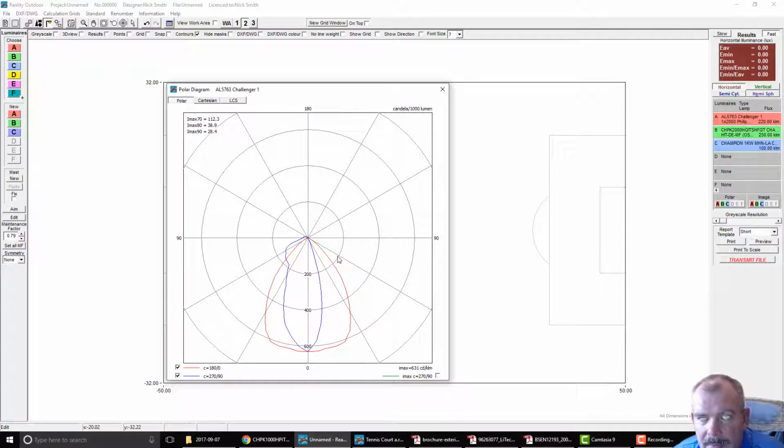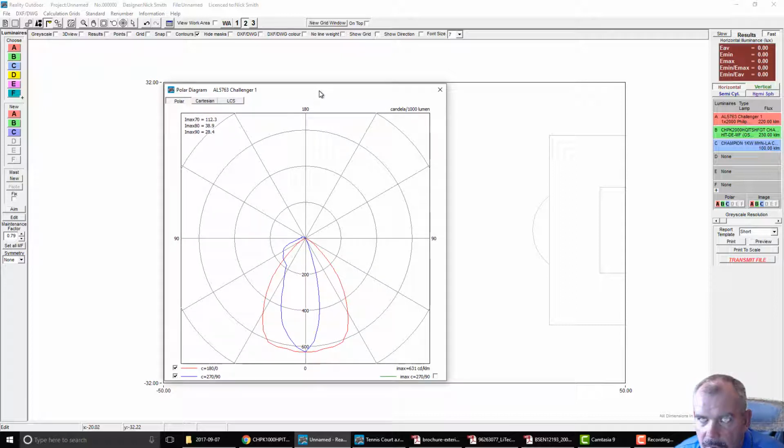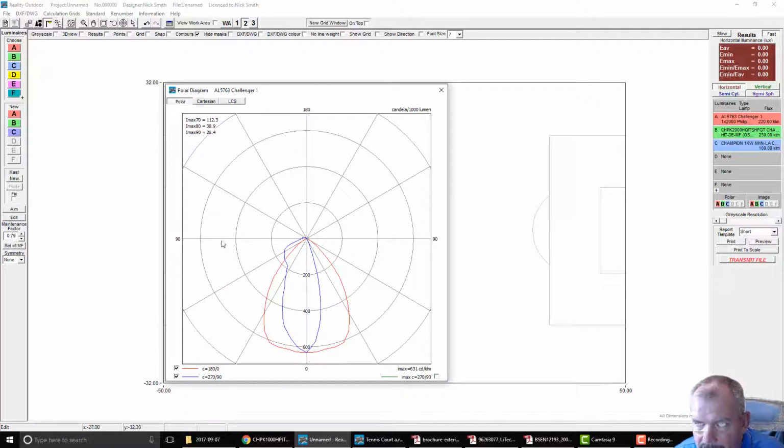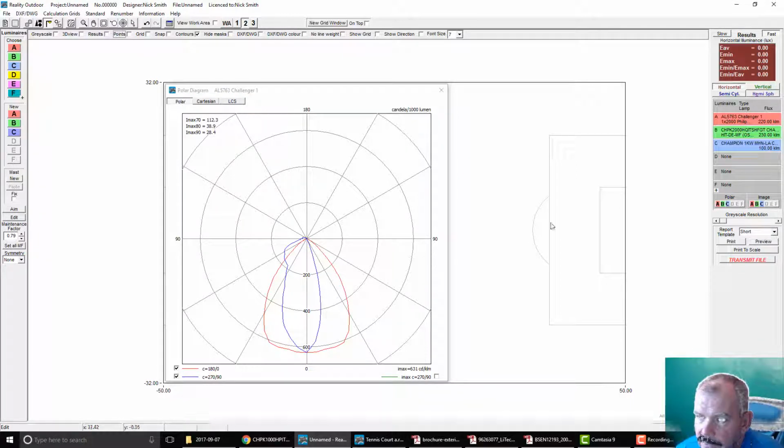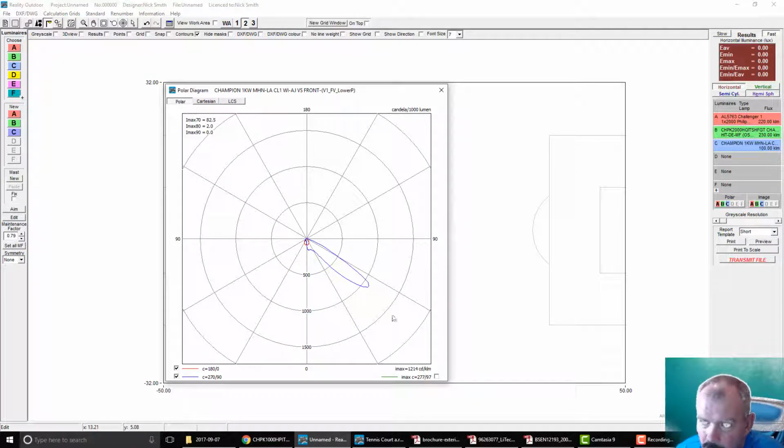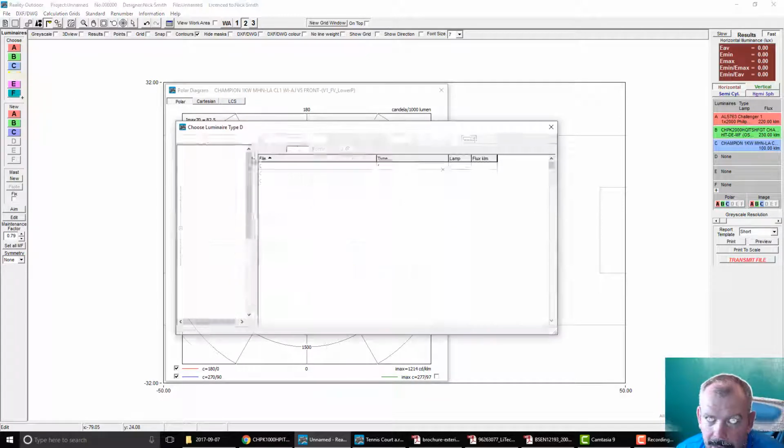So there's a little bit of understanding needed between how the manufacturers photometered it and what's going on. So I have to say this is the exception rather than the rule. The majority of manufacturers will photometer their floodlights horizontally, as we've got here.